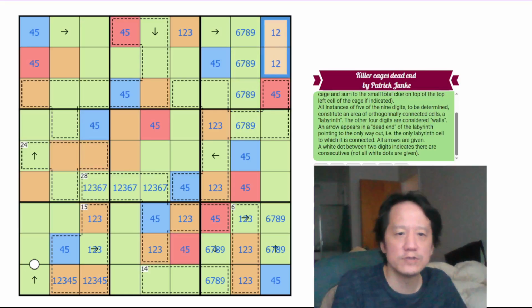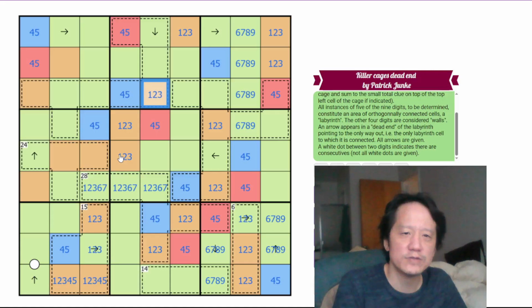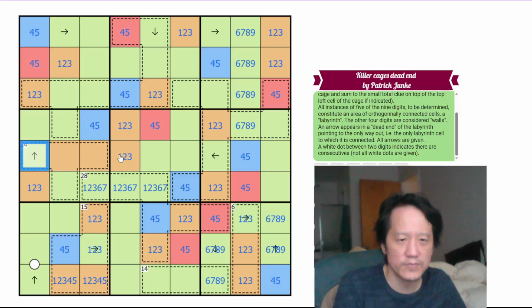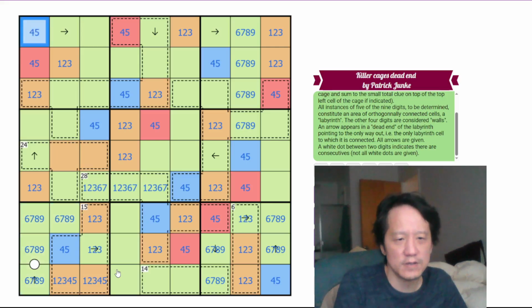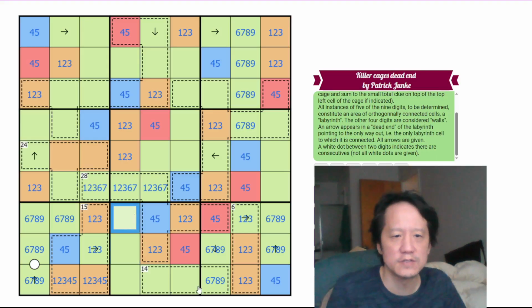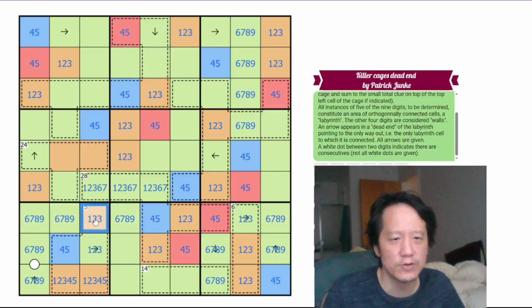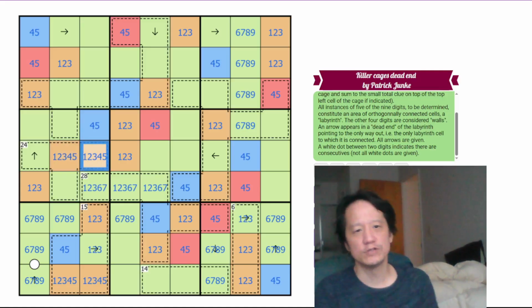These have to be 1, 2, or 3. The remaining digits here are 1, 2, and 3. These digits are 6, 7, 8, and 9. We don't know how this works, though. This is 6, 7, 8, and 9 because we have a 1, 2, 3 triplet also in that row. These are 1, 2, and 1, 2, 3, 4, 5. And we don't know which one's the red.